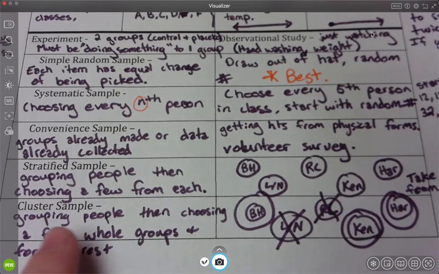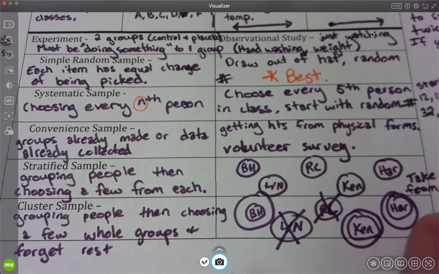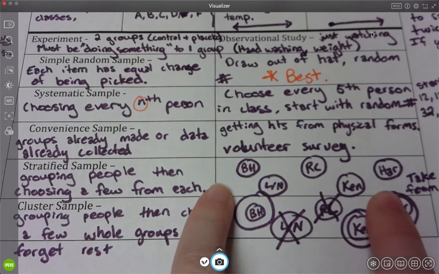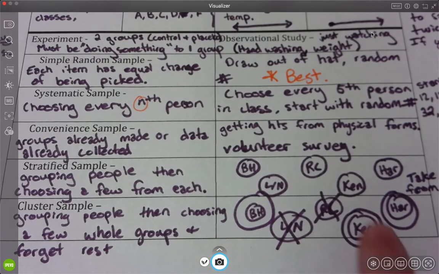A stratified sample. So where we have the groupings and we take 3 from each, okay? Now, using all of the schools in our conference, most of the schools in our conference are the same size as what we are. Red Cloud is a little smaller. Red Cloud and Lawrence Nelson are probably both a little bit smaller. Harvard, I think, is maybe about the same size. I don't know. You guys would know this better than I would.